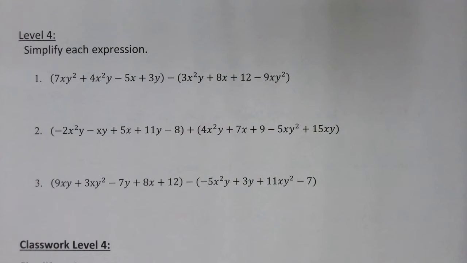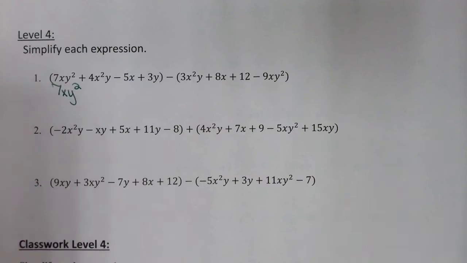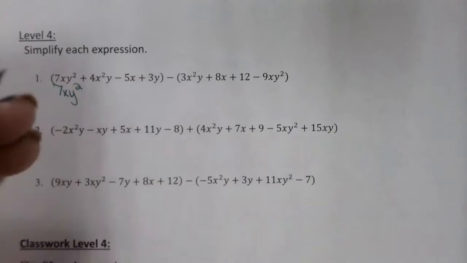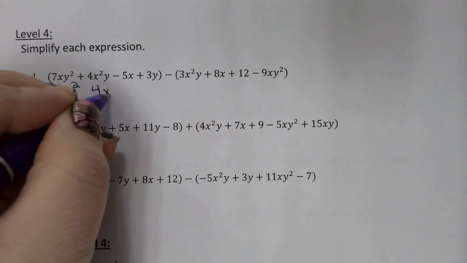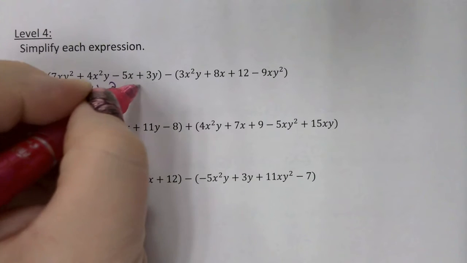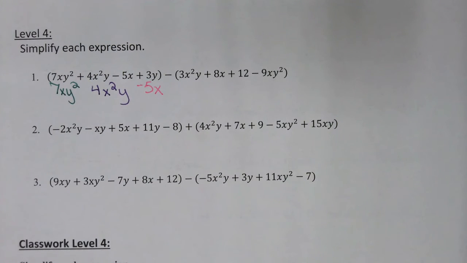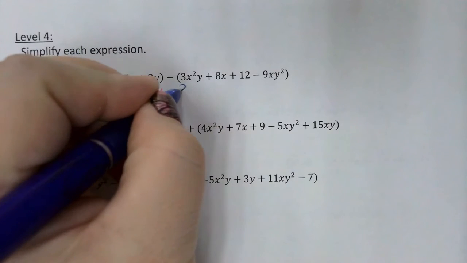So let's write our first polynomial out term by term. 7xy squared, 4x squared y, negative 5x, and 3y.